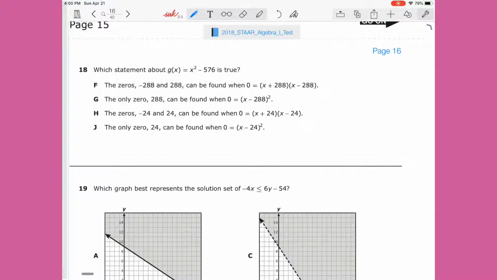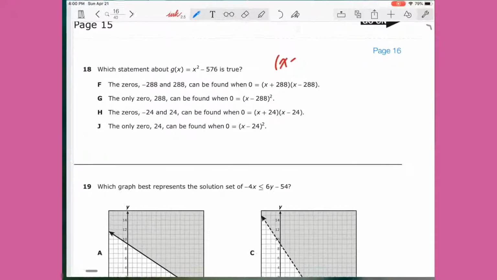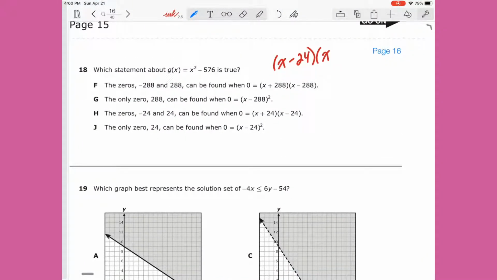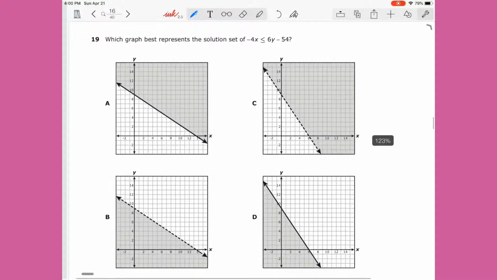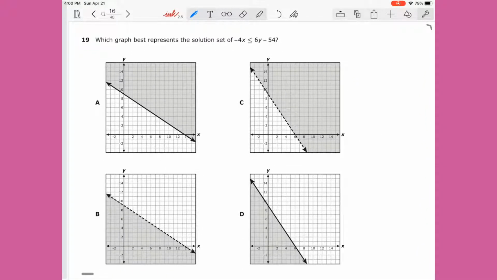So that means that this is going to be x minus, we said that the perfect square is 24, times x plus 24. And the zeros of the graph are negative 24 and positive 24. So that eliminates all of these answers except for H, because H is the only one that has negative 24 and positive 24 as the factors when we set that equal to 0, so we're good to go. All right. Which graph best represents our inequality?